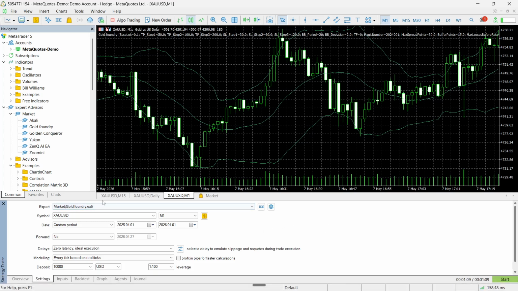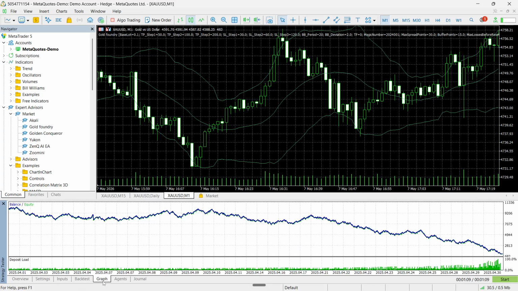As you can see, I already have it installed. I tested it on the recommended XAUUSD pair, the gold pair, on the recommended time frame, the M1, and I used a custom period of 1 year, ranging from the 1st of April 2025 to the 1st of April 2026. And for a 10K account, my initial deposit being $10,000. As you can see, the equity curve shows a severe and sustained decline.